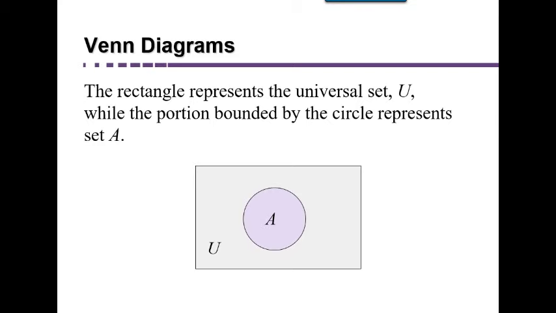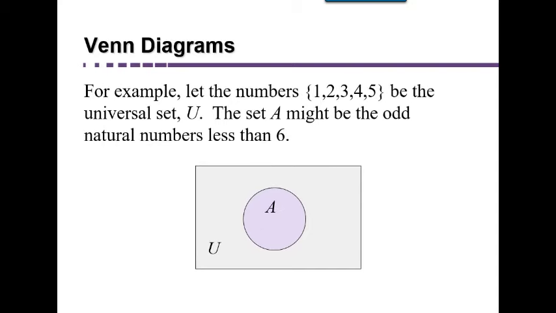So here's an example of a Venn diagram, and you see the rectangle on the diagram is like the bounds of the universe that we're limiting ourselves to. And so that U there is telling you that anything within this.